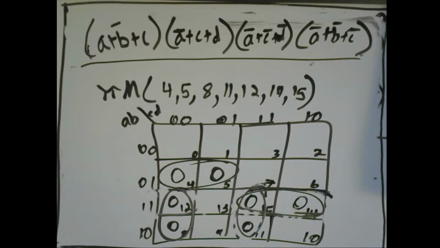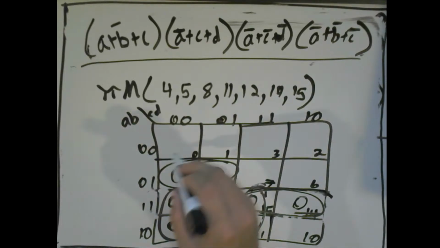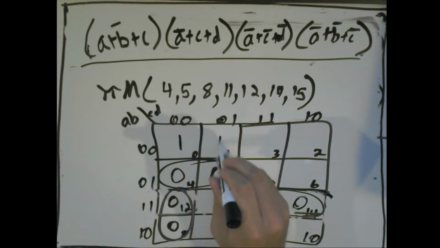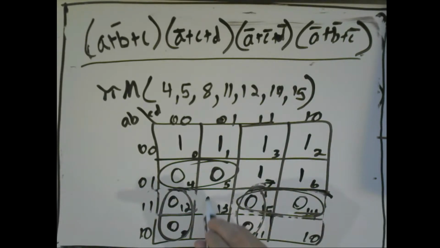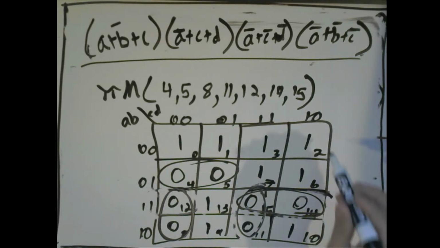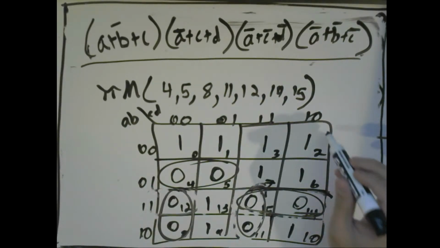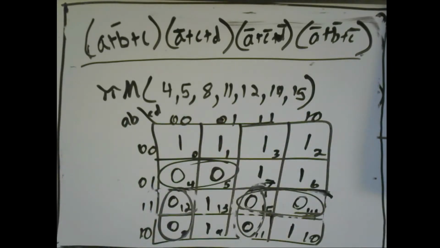That's how you would do it if you wanted to do it with the max terms. All these that I didn't fill out have an implied 1 right here. They're 1s. If we wanted to do it the normal way, SOP, you could circle these. But when you're doing the POS, you're going to work with the 0s, and when you're doing the SOP, you're going to work with the 1s.